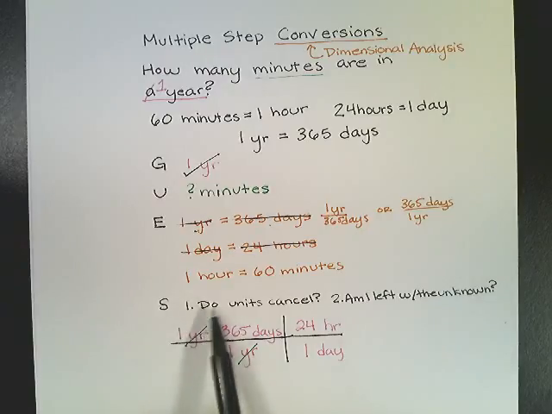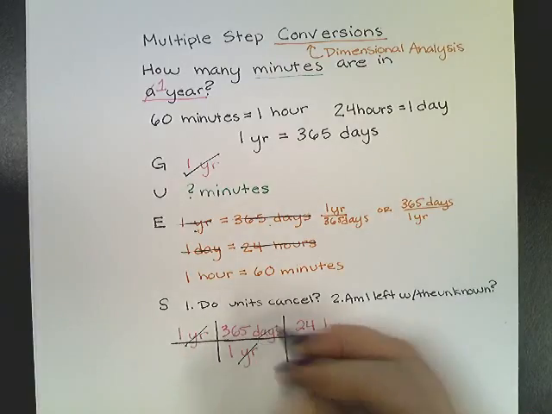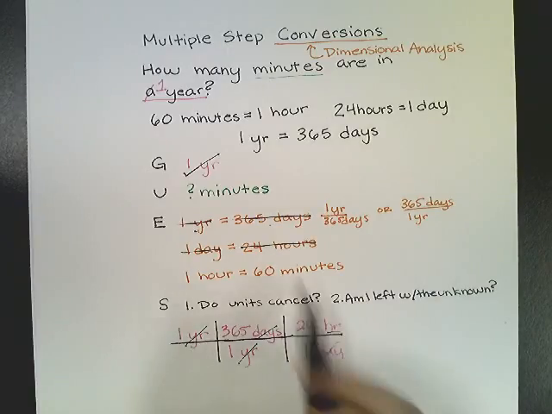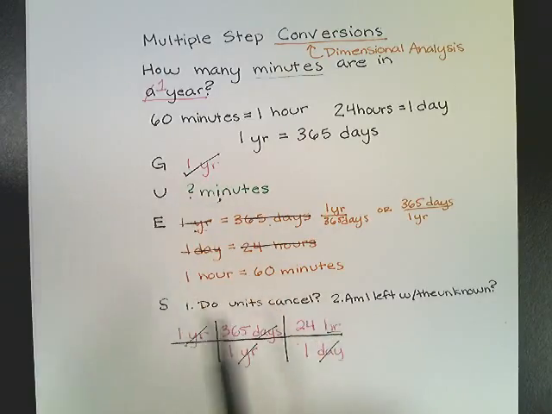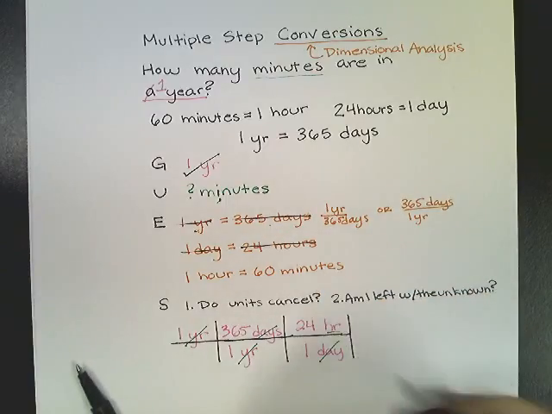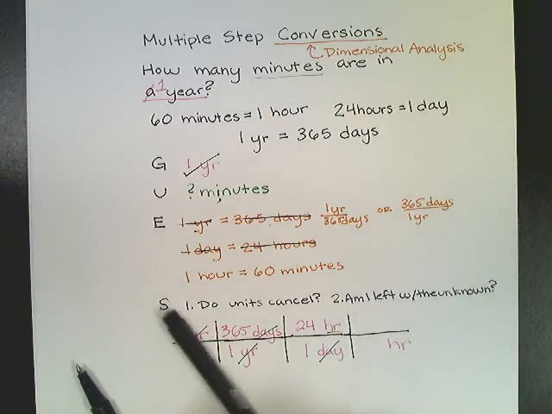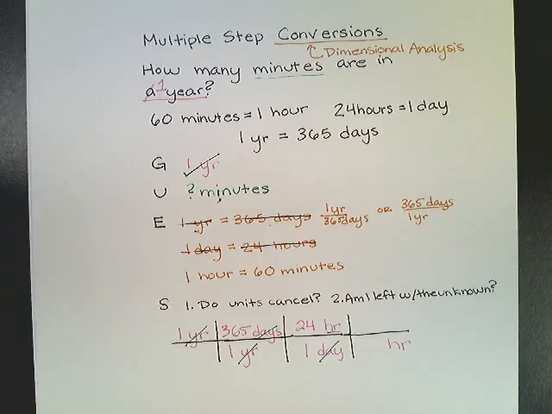All right, let's go back to our questions. Do units cancel? Do you see any units that can cancel? Right, days can cancel, so I'm going to cancel those out. Second question, am I left with the unknown? No, I'm not. I'm left with hours. I'm looking for minutes. That means I need to cancel out hours. So I need at least one more term so I can put hours at the bottom. All right? So now I know I can cancel these out.